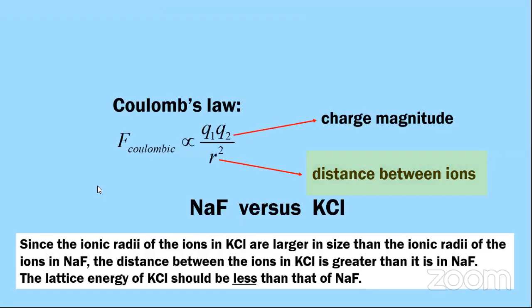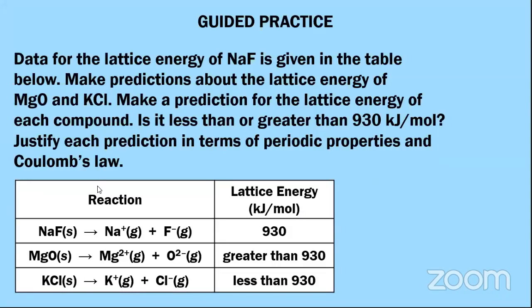And since the ionic radii of the ions in potassium chloride are larger than that of sodium fluoride, the distance between the ions is greater, and the lattice energy of potassium chloride should be less than that of sodium fluoride. Now, we've made our predictions. Let's see if our predictions are correct. Lattice energy for magnesium oxide is around 3,800, and for potassium chloride around 720. So yes, our predictions were true.